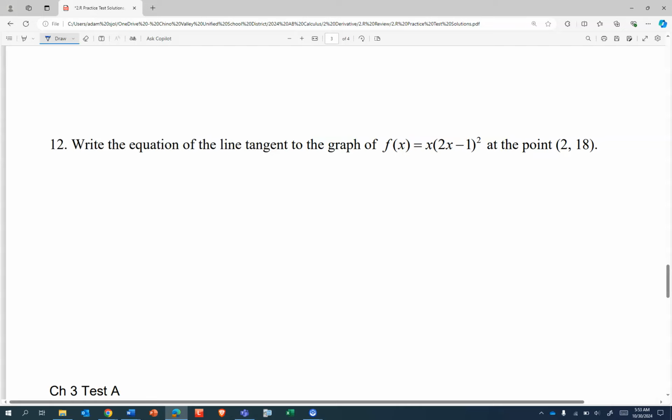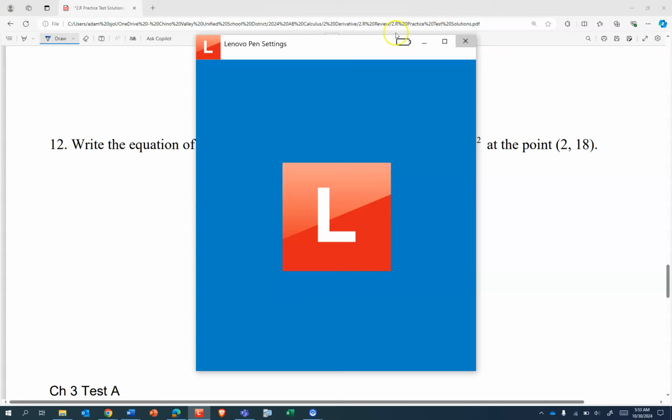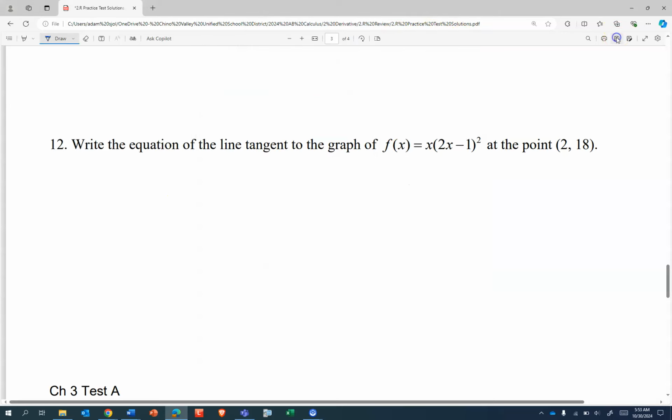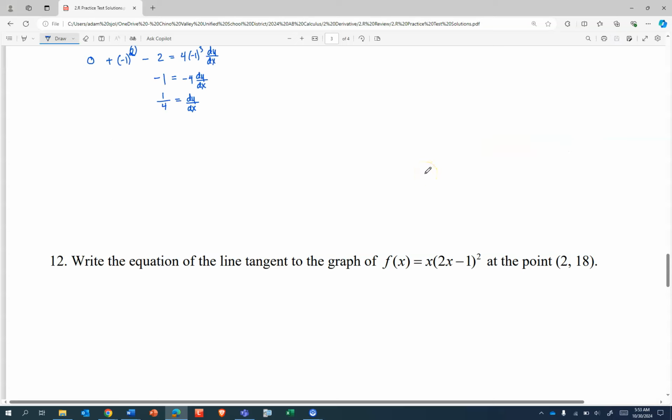Okay, so we're going to write the equation. Did I lose my pen again? Well, let's try saving. So that writes. Backup pen.